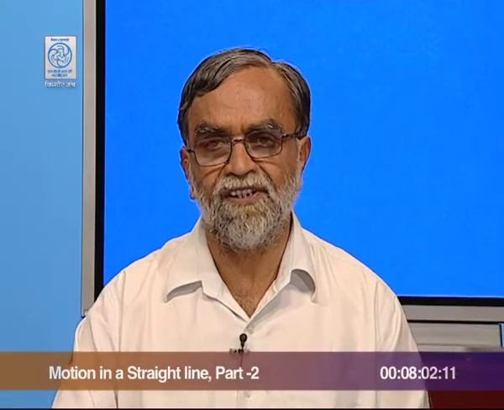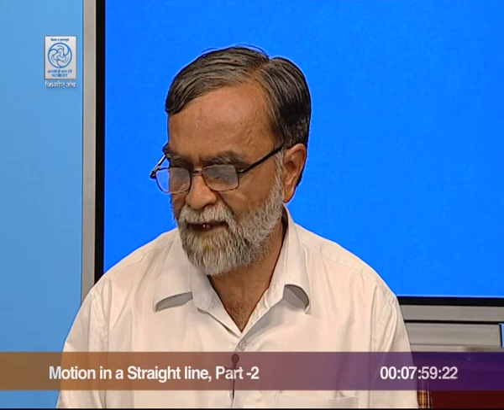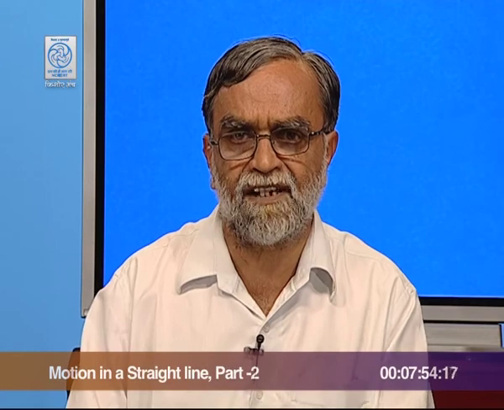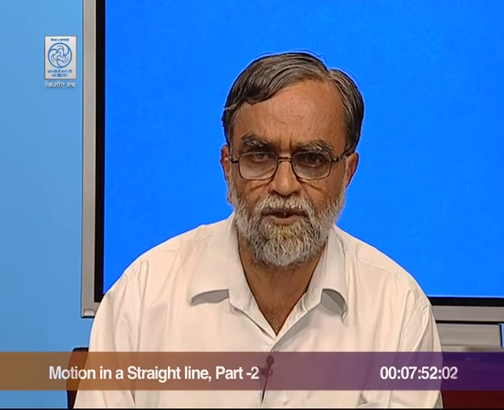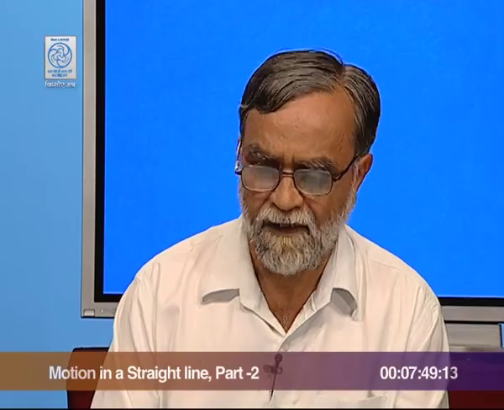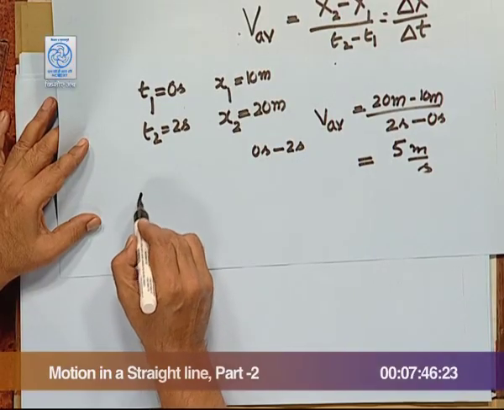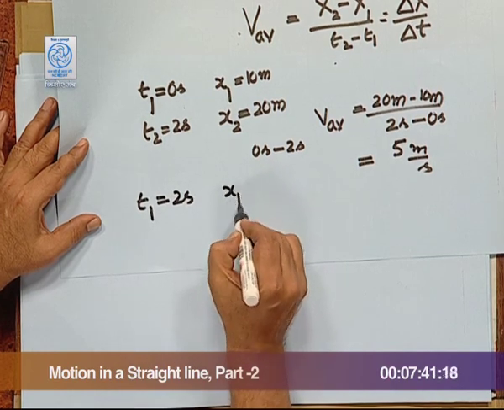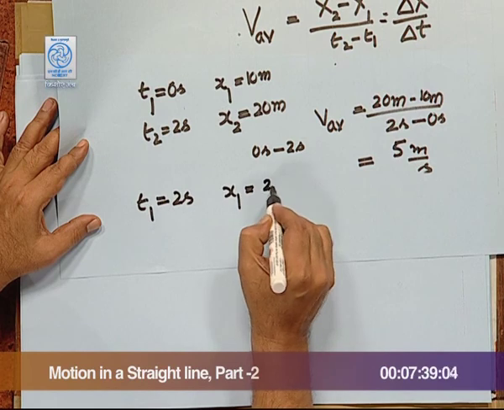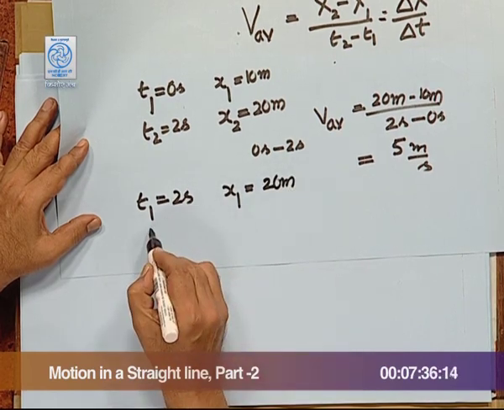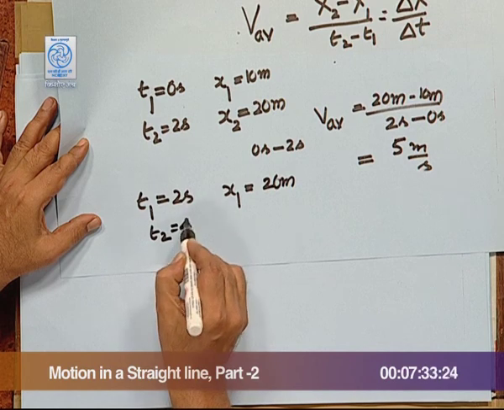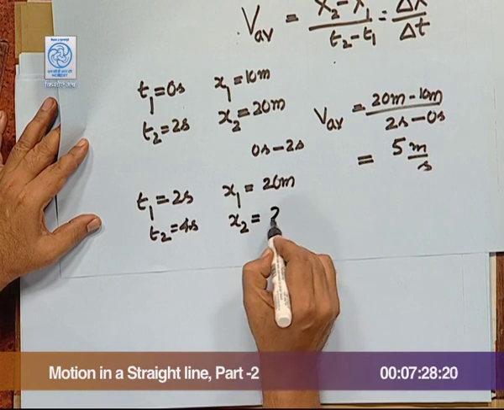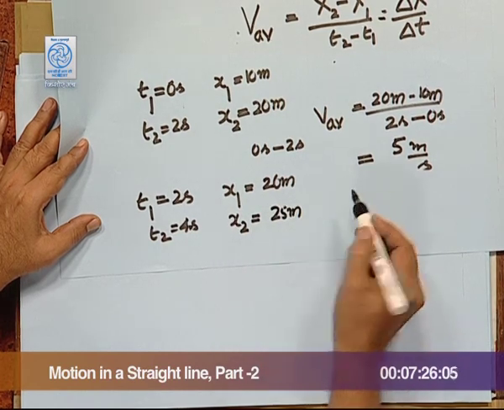The average velocity in the interval 0 to 2 seconds happens to be 5 meters per second. Let us do the process again for another time interval, between 2 seconds and 4 seconds. Say now t1 happens to be 2 seconds, x1 happens to be 20 meters, t2 happens to be 4 seconds and x2 happens to be 25 meters.